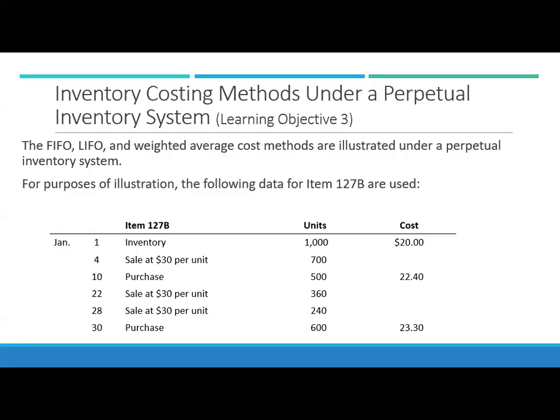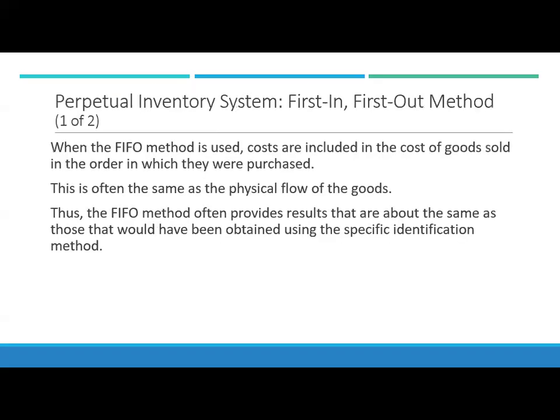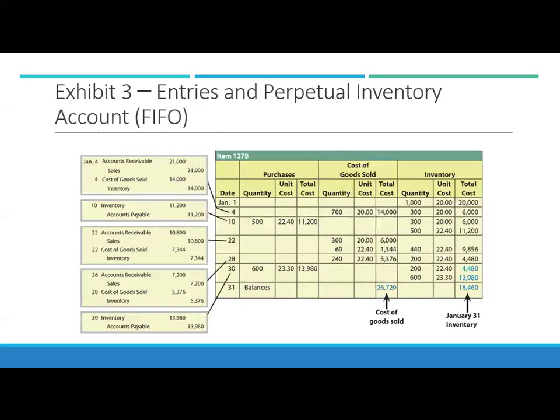And so we have beginning inventory at $20 a unit. And then we have a sale at $30 per unit of 700 units. And then another purchase, 2 more sales, and another purchase. And the costs for each of the purchases are $20, $22.40, and $23.30. And that's a different cost. So we're going to have a different cost of goods sold under each method of accounting. And so filling out a worksheet like this is going to be identical to what you guys see on the homework.